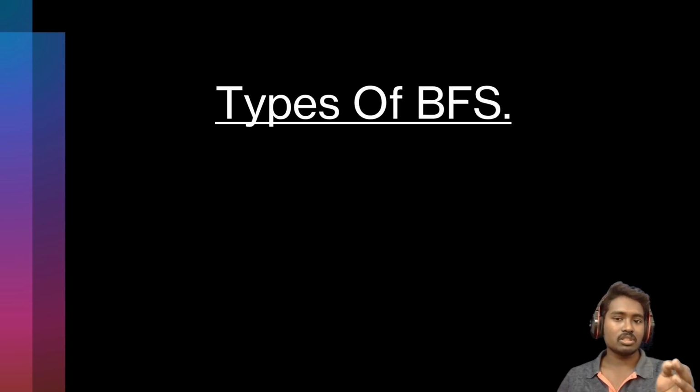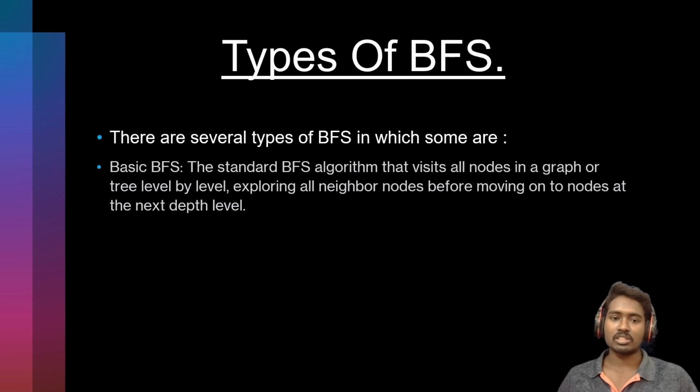What are the types of BFS? Now let us discuss the types of BFS. There are several types of BFS, of which I am taking some. First, basic BFS: the standard BFS algorithm that visits all the nodes in a graph or a tree level by level, exploring all neighbor nodes before moving on to the nodes at the next depth level.